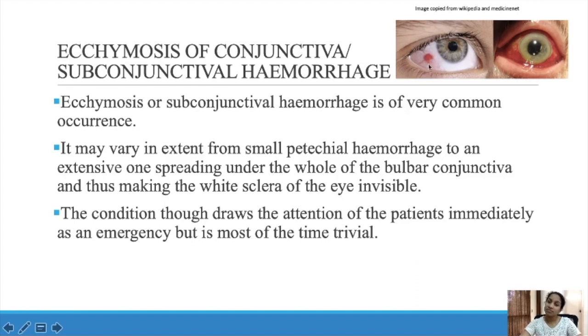It can start like this. In some patients we can see subconjunctival hemorrhage like a small dot, or like a petechial hemorrhage. Petechial hemorrhage means small dots. You can see a lot of dots here. Or it will extend to the full bulbar conjunctiva like this, making the white sclera of the eye invisible. So this is how the subconjunctival hemorrhage looks like.